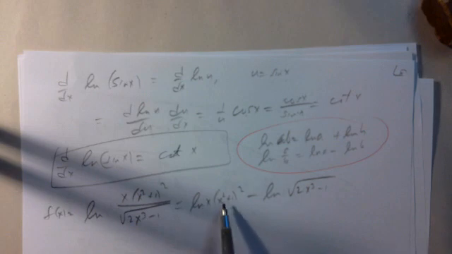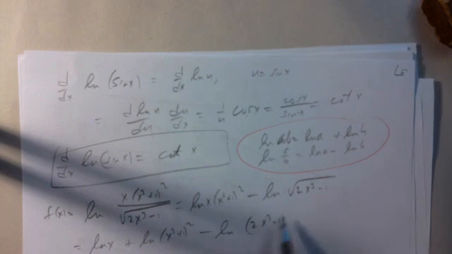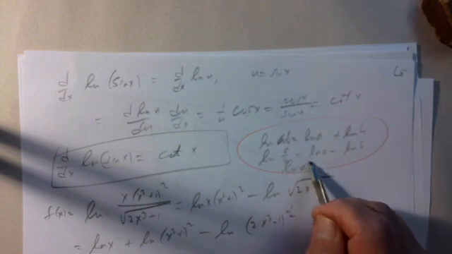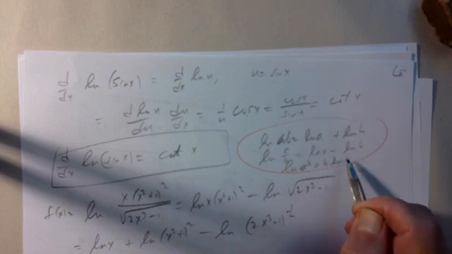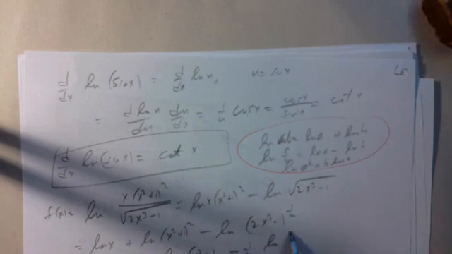Of course, this is the log of a product. So this is log x plus the log of (x squared plus 1) squared minus the log of the square root, which is the same as the power 1/2. And we know the log of a to the k is k log a. So I can take these powers outside. This is log x plus 2 times the log of x squared plus 1 minus 1/2 times the log of 2x cubed minus 1.